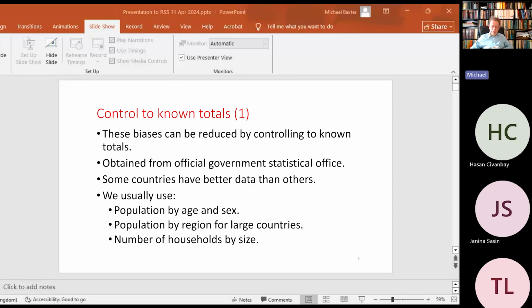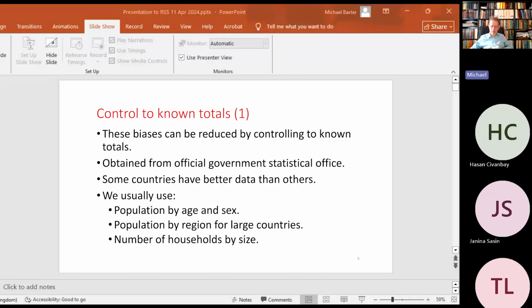So how can we reduce this bias? You go to the official government statistical office, and how cooperative they are and how cooperative they can be varies tremendously from country to country. In some countries they haven't held a census for years, and even where they have had the census, it's not very reliable. But in this country, we're very well furnished. We do have an excellent census, and got good data from other sources.